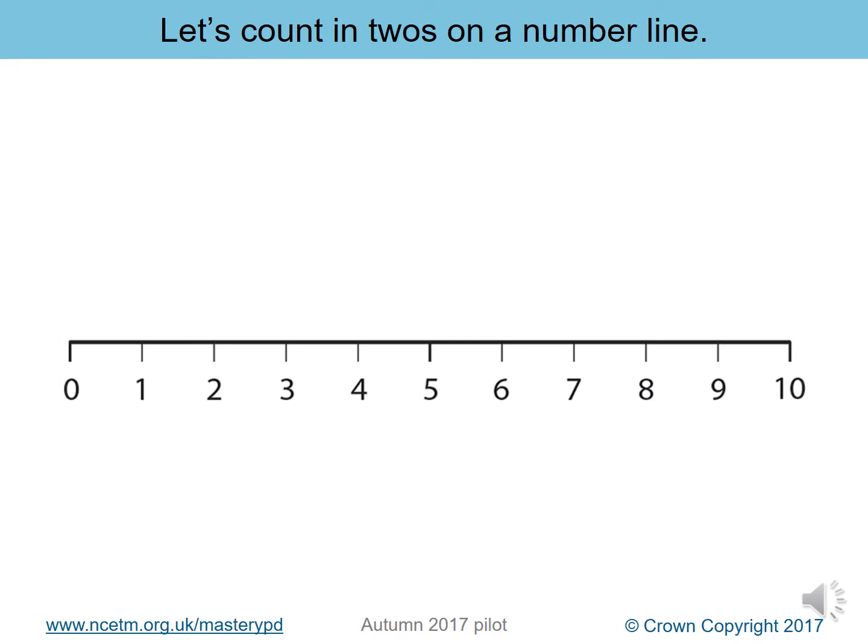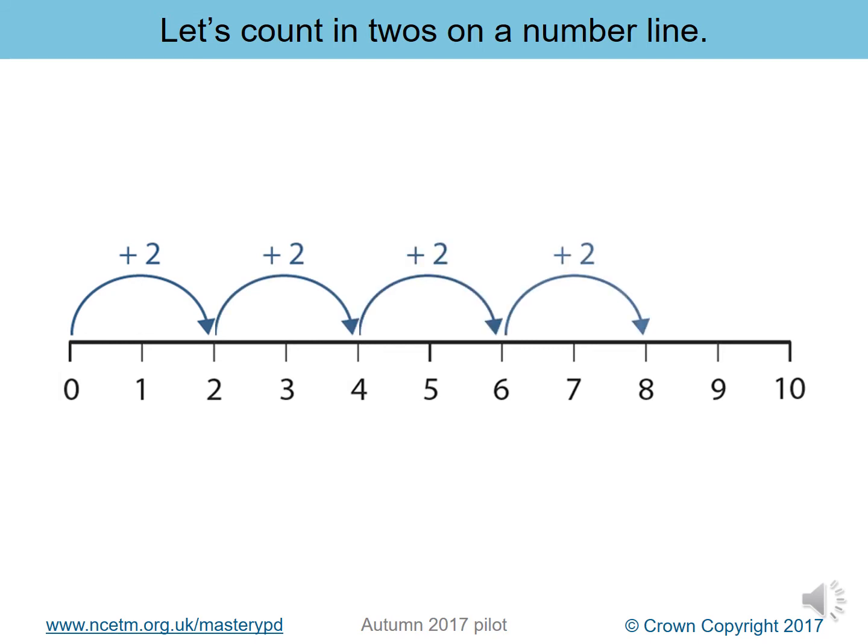So let's count in twos on a number line. We start at 0 and we add 2, takes us to 2, add another 2, takes us to 4, add another 2, takes us to 6, add another 2, takes us to 8, and add another 2, takes us to 10. So each time we're missing one number, jumping to the next number. So we're adding 2 each time and skipping a number. All right. And here we've counted in even numbers.